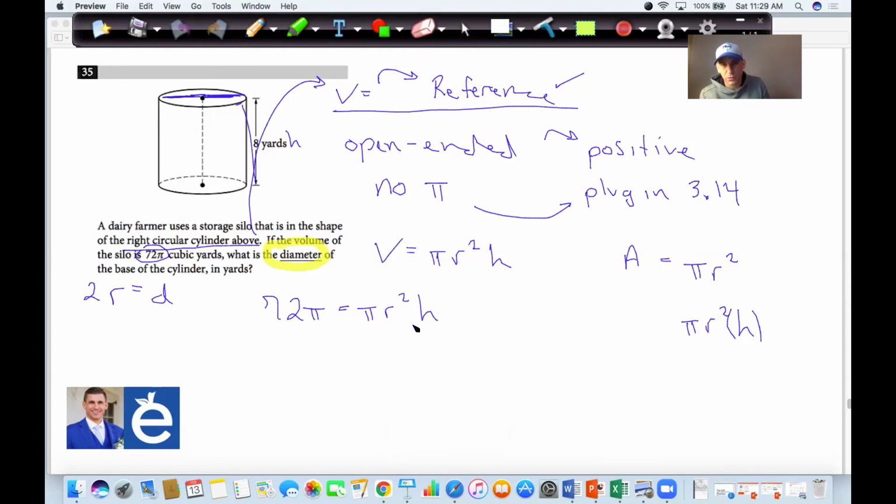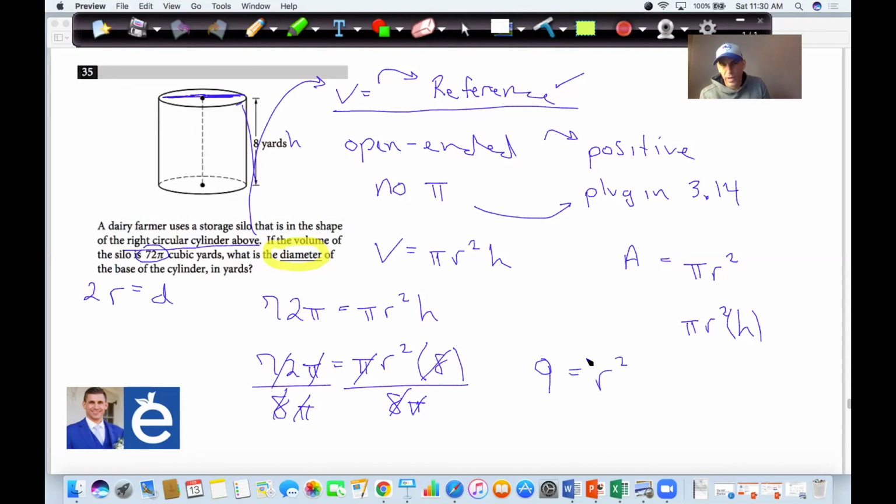The first thing I can do is plug in my 8 for h. From what I can tell, it's 72 pi equals pi, and then r squared times 8. I can divide both sides by 8 pi, because the pi's will cancel. And if I divide this side by 8 pi, then notice what I'll get. I'll get it in r, essentially. So the pi's cancel. 72 divided by 8 is going to be 9. And here I have 9 equals r squared.